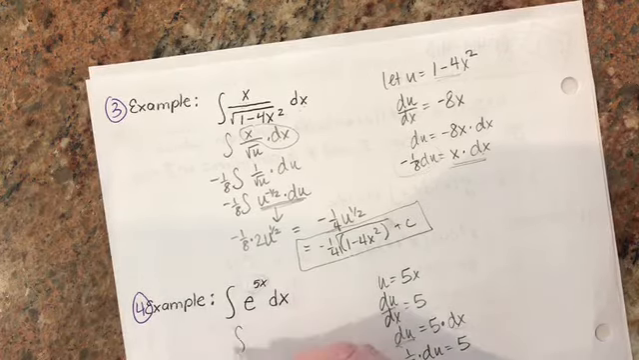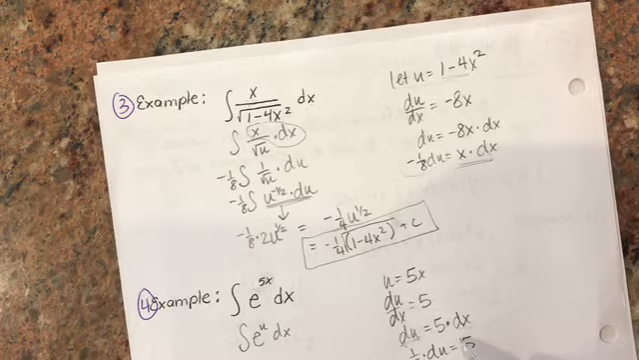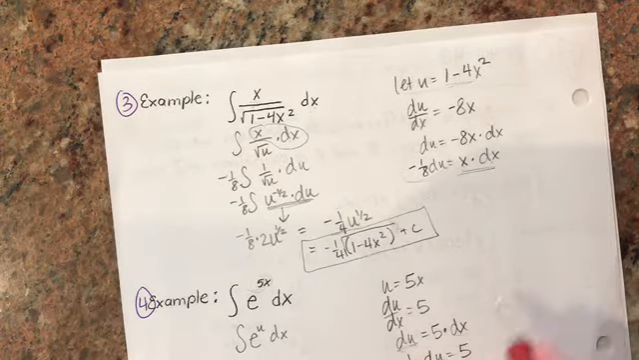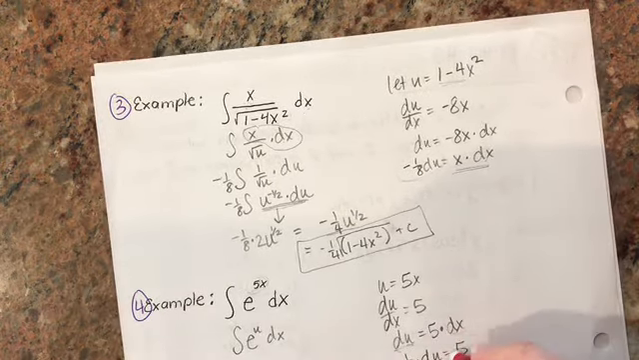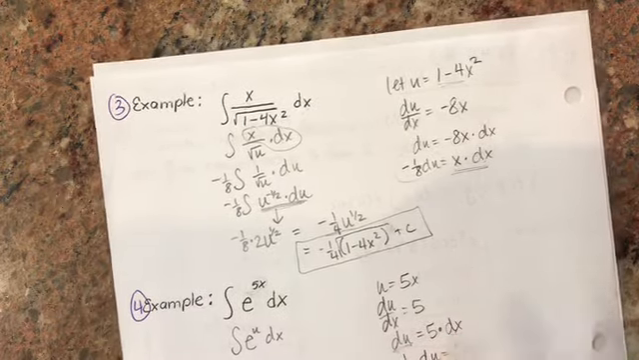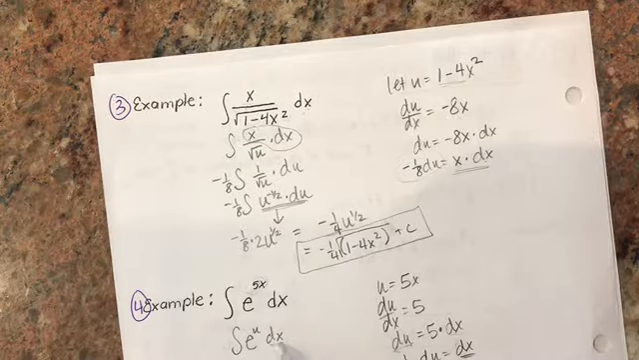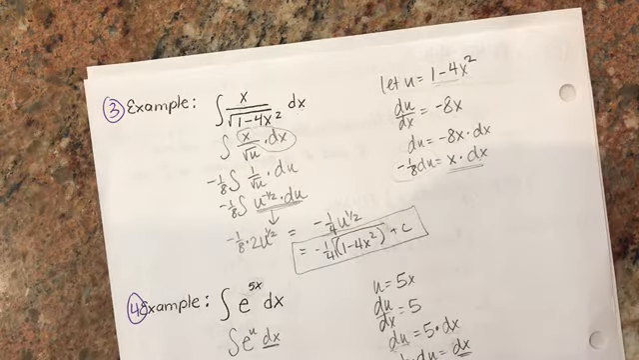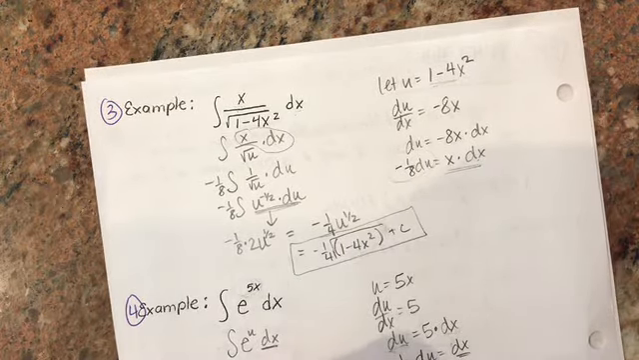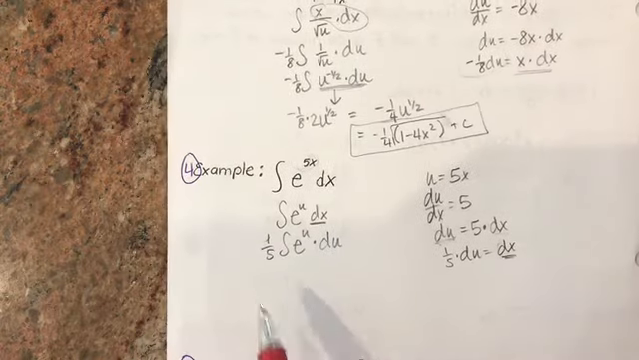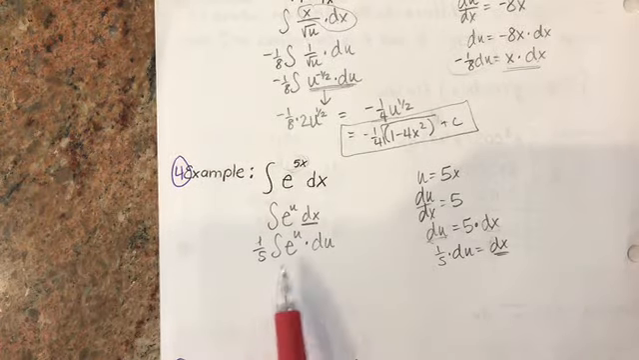Okay, so let's rewrite this as e to the u dx. And now let's plug in, oh no, you guys caught my mistake, I hope, right? This should just say dx. Okay, so we're replacing this dx with 1/5 du. We're going to write the 1/5 out front and then du. And the reason we do this is because then you can take an integral. Sorry, you guys couldn't see that.